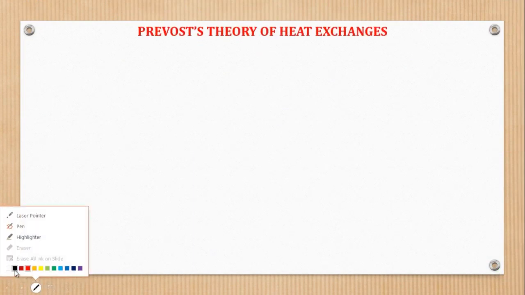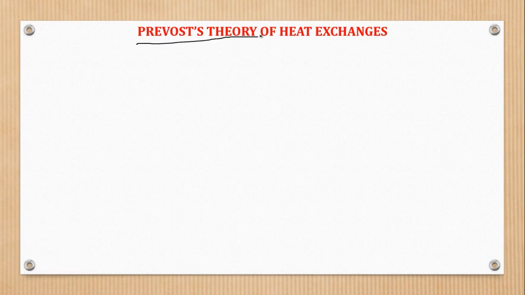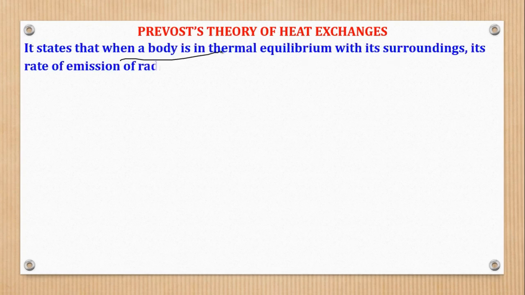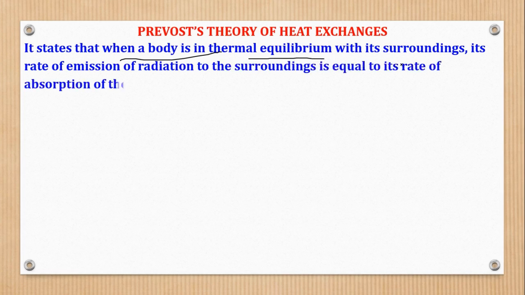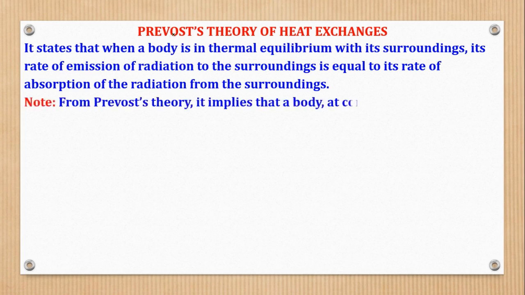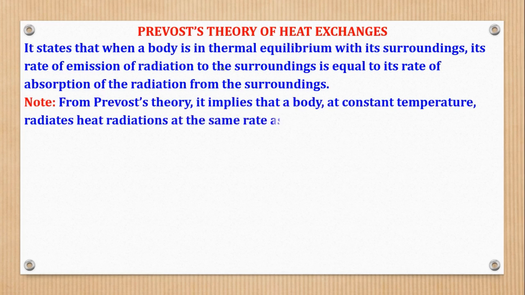So now we shall go to what we call Prevost's theory of heat exchanges. So this theory states that when a body is in thermal equilibrium with its surrounding, its rate of emission of radiation to the surroundings is equal to its rate of absorption. So the rate of emission is equal to the rate of absorption of radiation energy from the surrounding. So that is what we call Prevost's theory. Rate of emission is equal to rate of absorption.